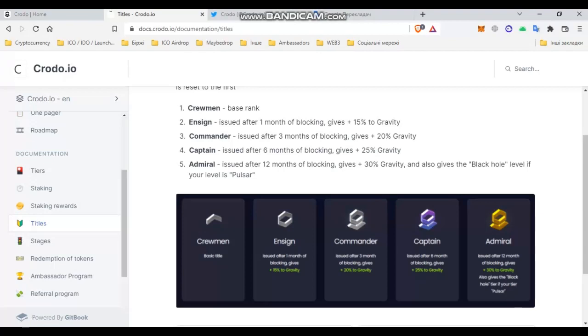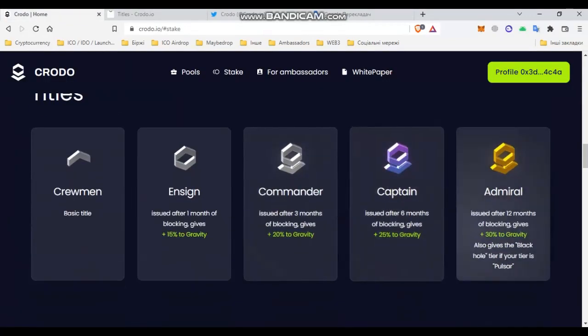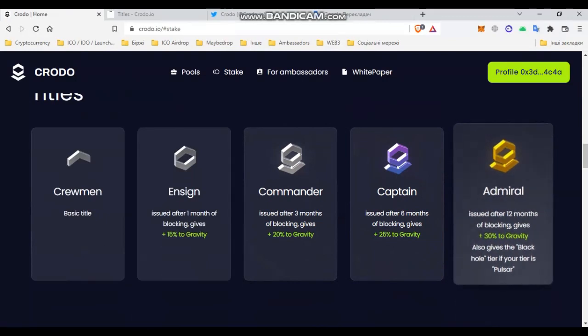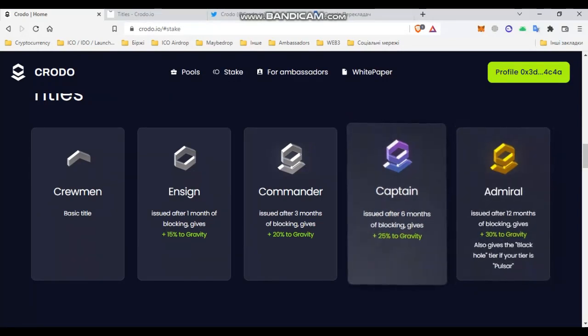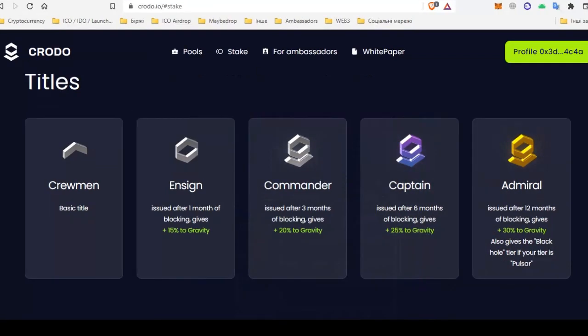To sum up, I advise everyone who stakes Crodo coins to reach the level of Admiral. What are the advantages here? You will be able to add 30% to your gravity. This is a fairly high feature, and increases the probability of obtaining an allocation to IDO. That is, your task is to keep the tokens as long as possible to get a bigger title and win the opportunity to participate in the IDO on the Crodo platform.